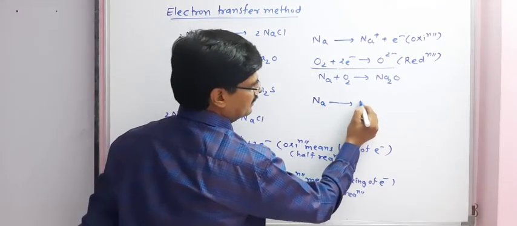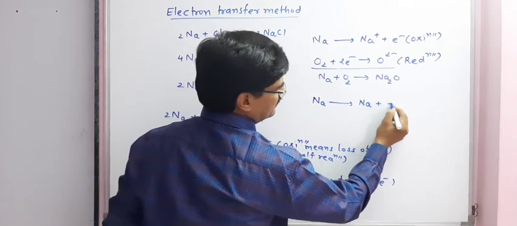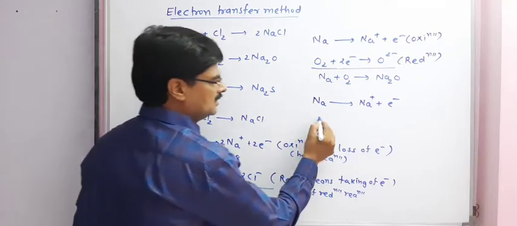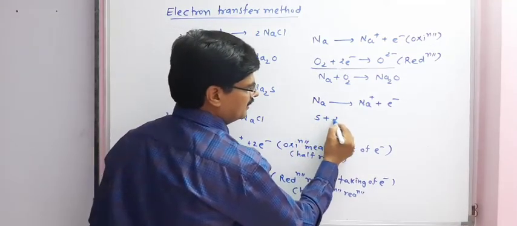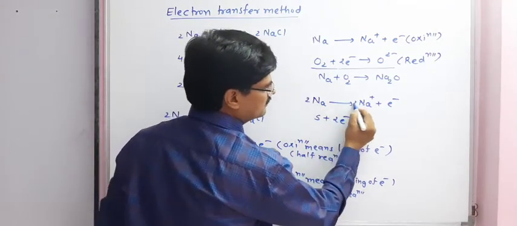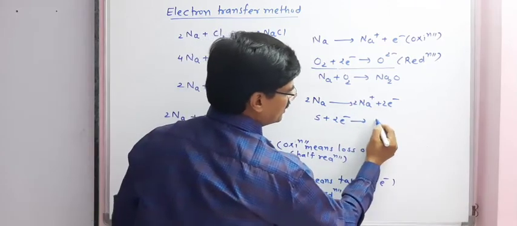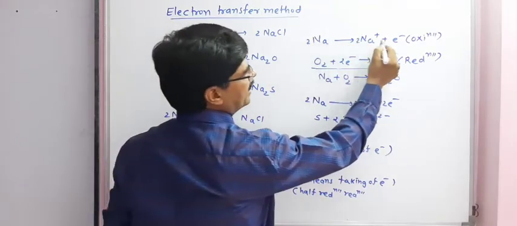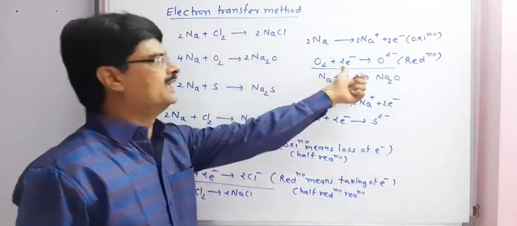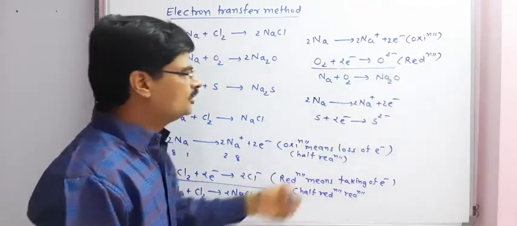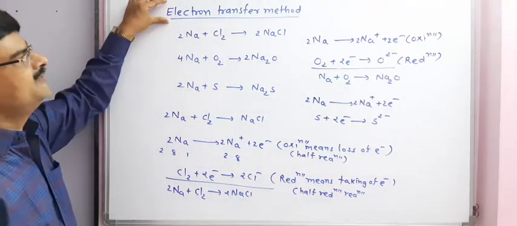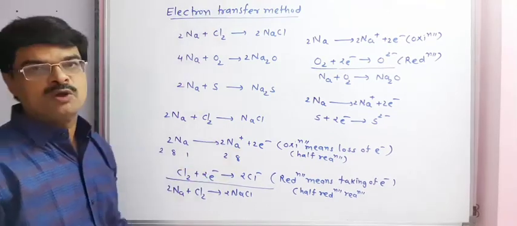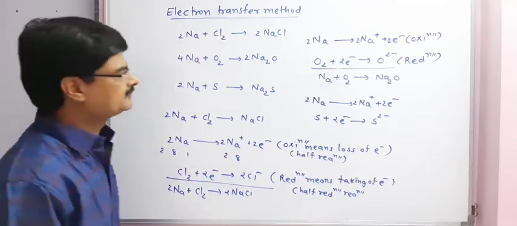Na gives Na plus and electron, loss of electron. On the other hand, sulfur will gain 2 electrons and will convert to S2 minus. Here also we can write 2Na will give 2Na plus and 2 electrons, and S will give S2 minus. So these are some examples in which we can understand the electron transfer method, which involves oxidation and reduction.